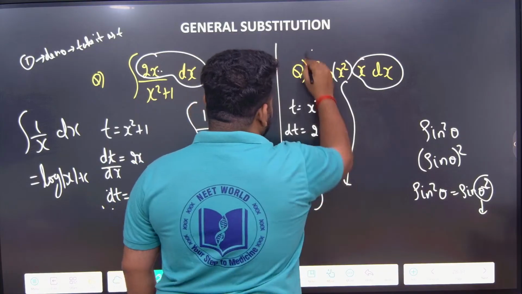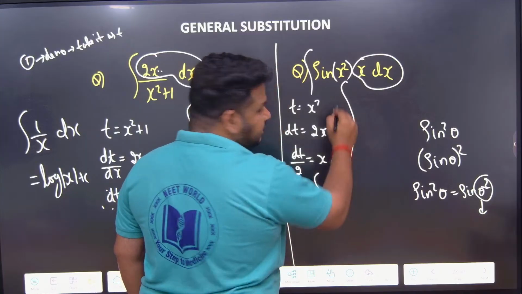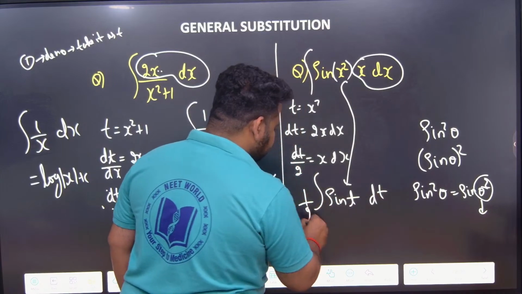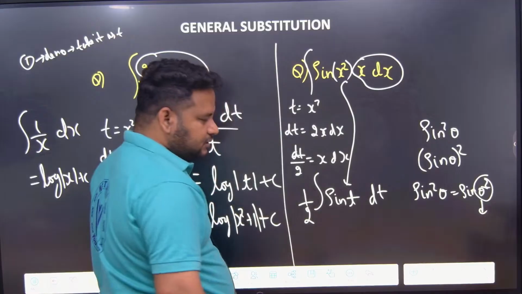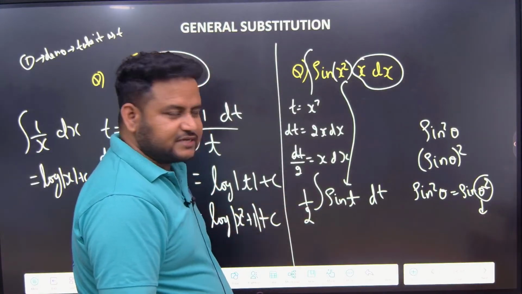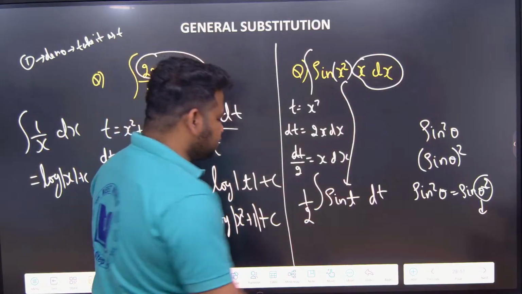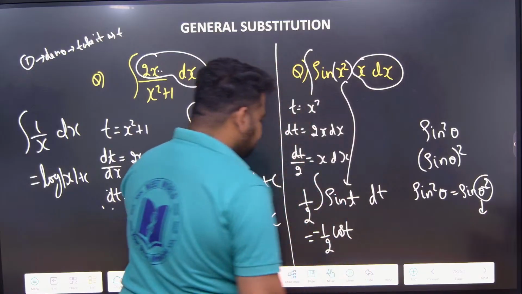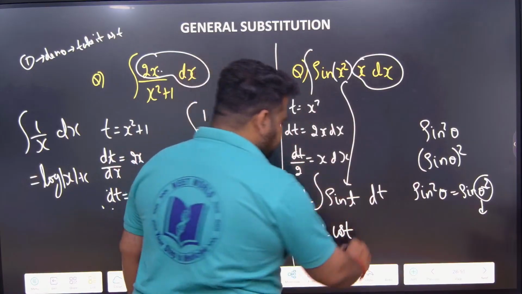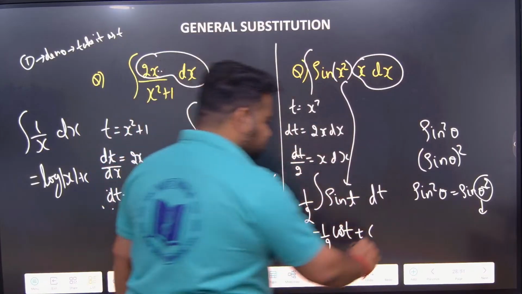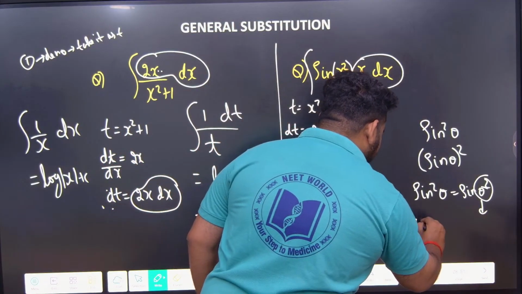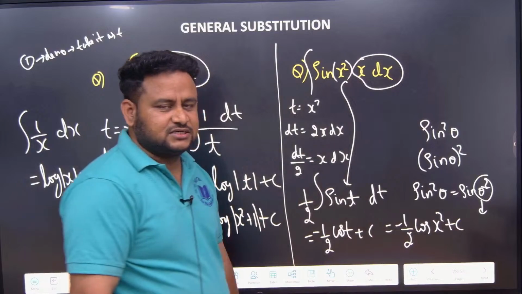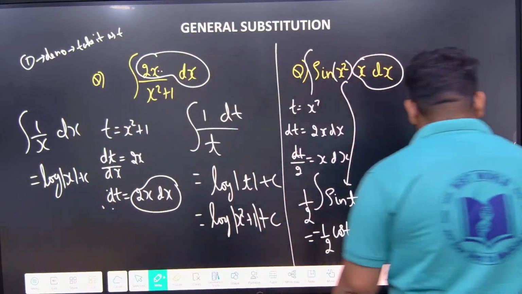So now this entire integral will become integral of sin of x square, where x square is t and x dx is dt by 2. So it is 1 by 2 integral of sin t dt. Integral of sin is minus cos. So this will become minus 1 by 2 cos t plus c, but t is x square. So this will become minus 1 by 2 cos of x square plus c.